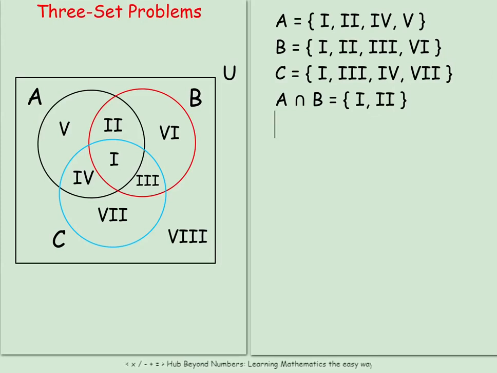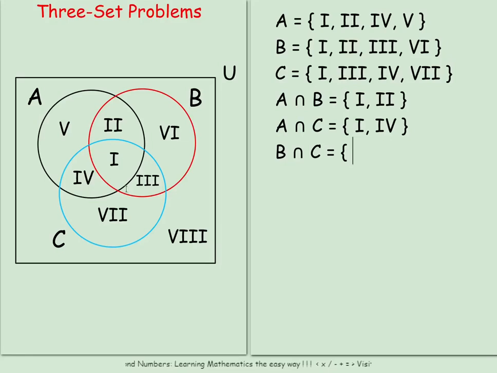Then we come to A and C. These are the elements that are in both set A and set C. Looking at it from the Venn diagram as well, we have I and then IV. You see. Then this time around we want B intersection C. Looking at it from the Venn diagram as well, these are the elements we have in both B and C. So it's going to be I and then I.